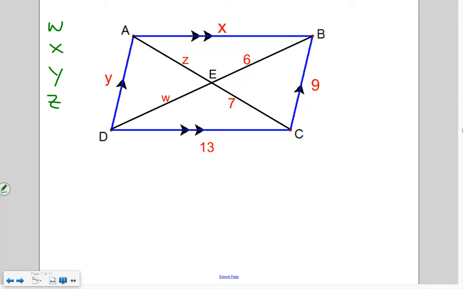Let's see. W is located right here. Well, I know that the diagonals bisect each other, so this segment is congruent to this segment. So if EB is 6, then ED is also 6. So W is going to equal 6. All right, there's W. X is up here. Well, I know that sides across from one another are congruent. So this side and this side are congruent to one another. So if DC is 13, so is AB. So X is going to equal 13.